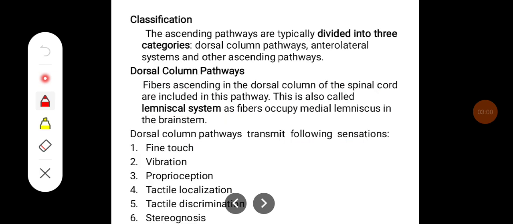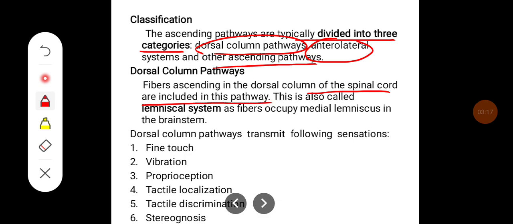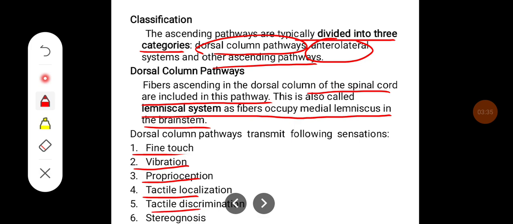Classification of these tracts. Ascending pathways are typically divided into three categories: the dorsal column pathways, anterolateral system, and other ascending pathways. Dorsal column pathways. Fibers ascending in the dorsal column of the spinal cord are included in this pathway. This is also called the lemniscal system, as fibers occupy medial lemniscus in the brainstem. Dorsal column pathway transmits the following sensations: fine touch, vibration, proprioception, tactile localization, tactile discrimination, and stereognosis.